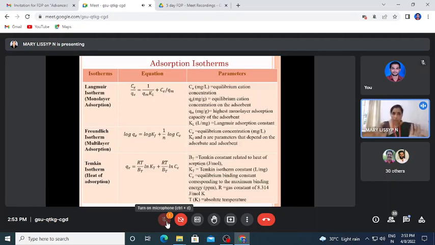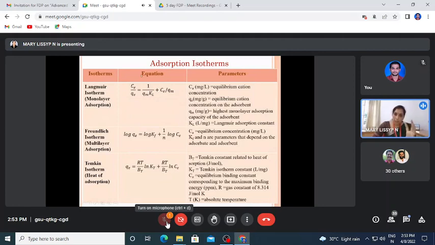I'm giving only the types of isotherms and types of models. You can see here different isotherms are available; I've shown only 3 here. The Langmuir isotherm, I've shown in brackets what is happening: it is monolayer adsorption. Then the Freundlich isotherm: multi-layer adsorption is taking place. The Temkin isotherm relates to the heat of adsorption.